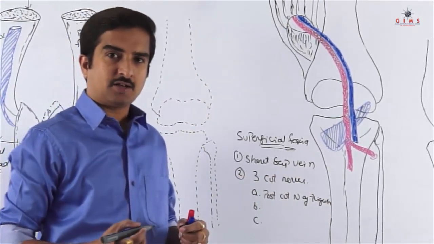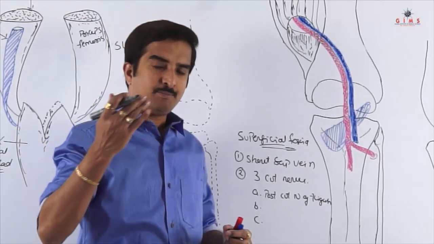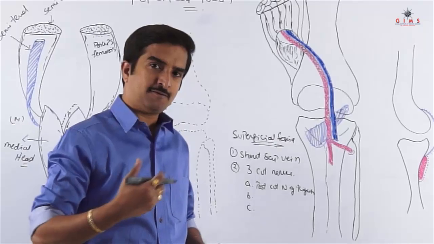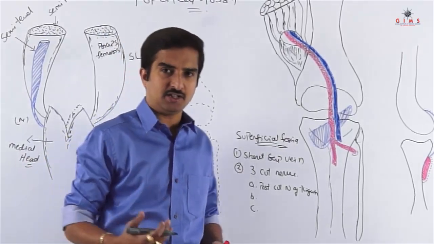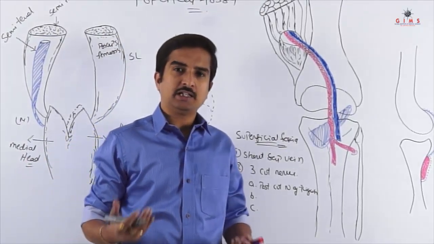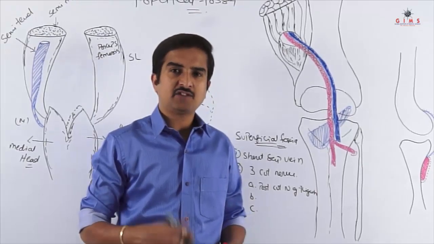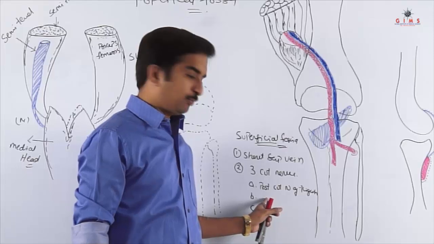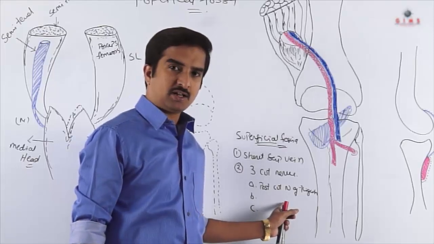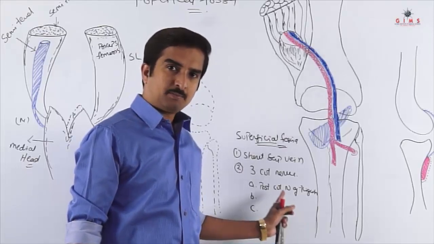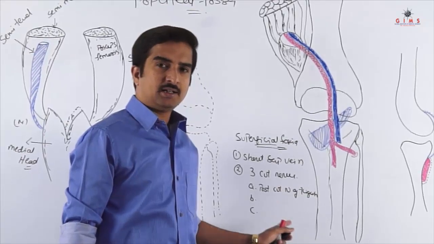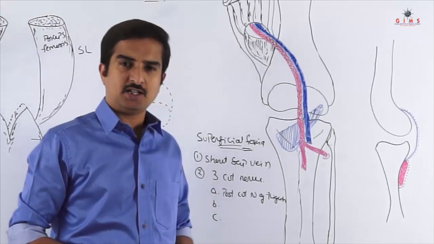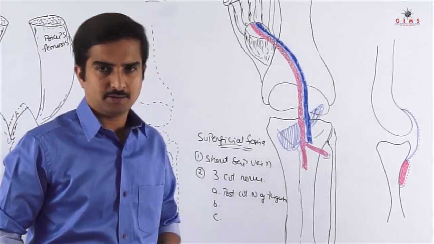Posterior cutaneous nerve of the thigh. By the time the posterior cutaneous nerve of the thigh reaches the superficial fascia of the popliteal region, it terminates in that area. That's why we can say that the terminal branch of the posterior cutaneous nerve of the thigh is present at the middle part of the superficial fascia of the popliteal region.